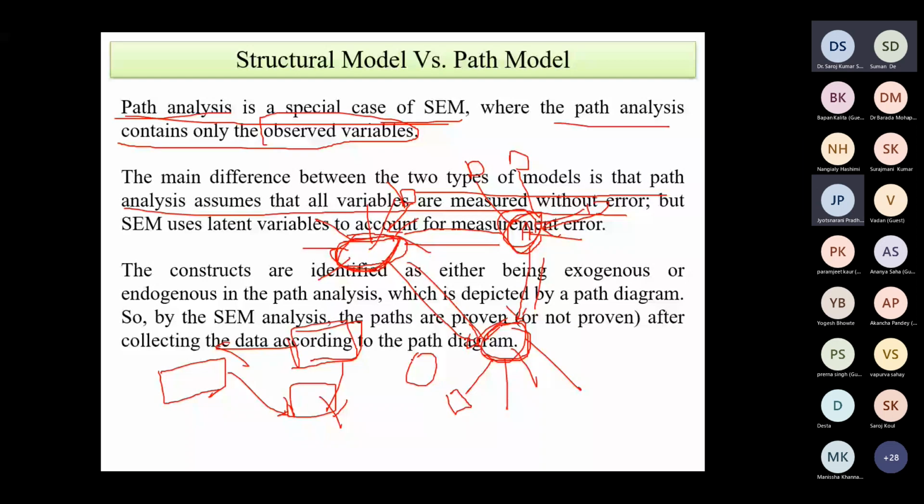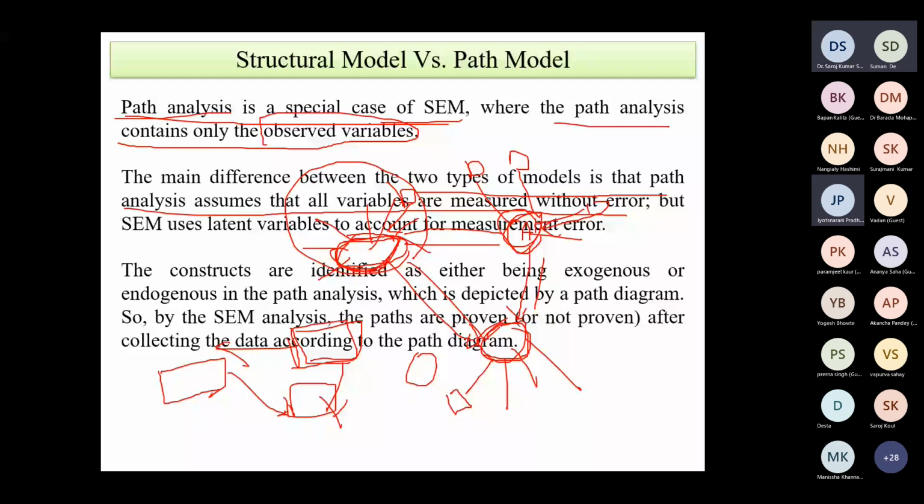How did you obtain this value? You obtained it from here by data imputation. I will show you, do not worry. So this is the difference between the structural model and the path model. A very thin line of difference.